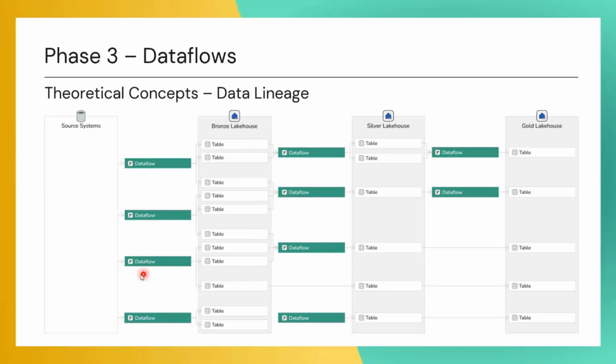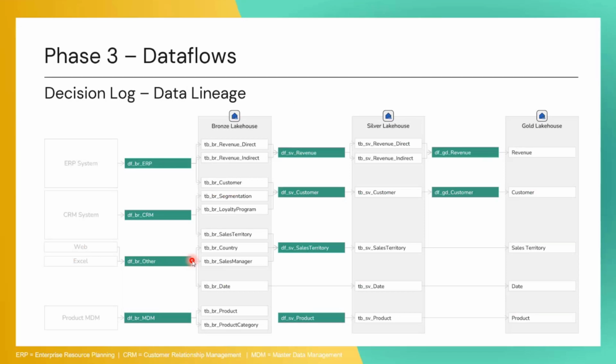Each table is then loaded by a data flow. And let's go to our case study. For sure, we know our 5 tables we need to have in the gold layer, but then we need to think about how we can achieve that coming from the source systems.